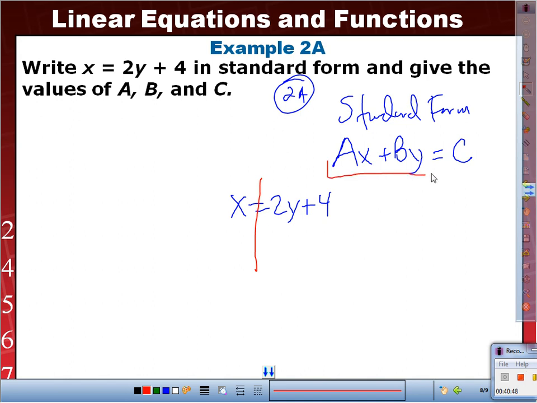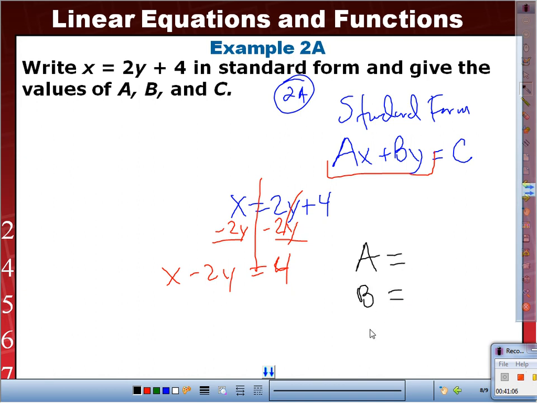Who noticed that for standard form, X and Y are on the same side? Yes. Subtract 2Y, subtract 2Y. X minus 2Y equals 4. Now, with that said, once we have it in standard form, tell your neighbor what A is, what B is, and what C is. What is A, everyone? 1, because there's an invisible 1 here. What is B? Negative 2. And what is C? 4. And that's all you're going to do for that part.